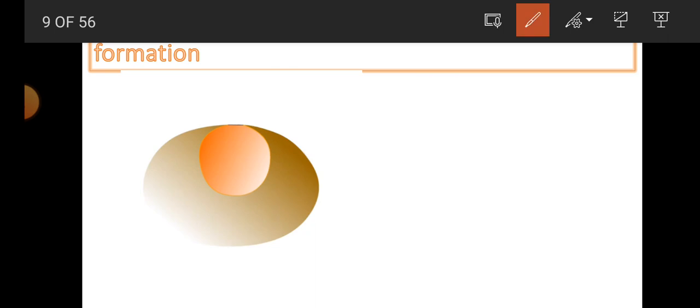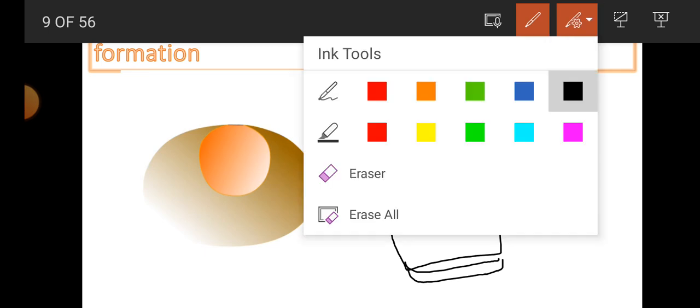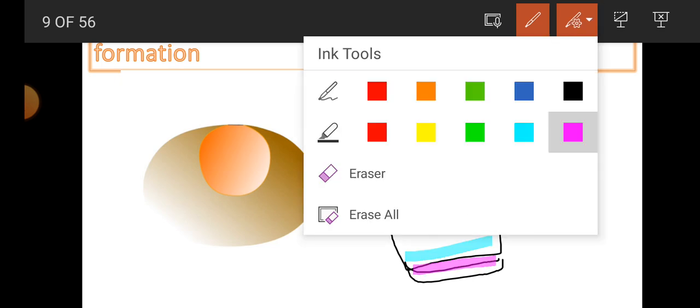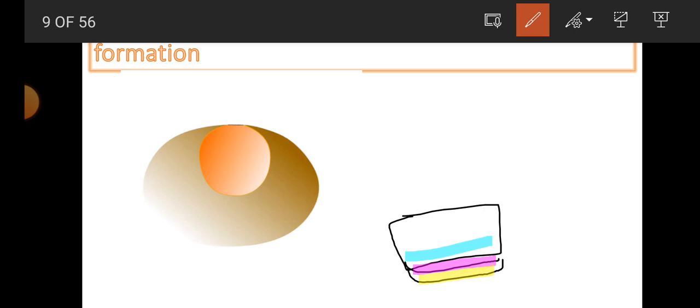Now there is a plate of cells which has three layers. First layer, second layer, and the third layer. The first layer is the ectoderm, the second layer is the mesoderm, and the third layer is the endoderm. Ectoderm, endoderm, and mesoderm. Now folding means this is the head end of the embryo, this is the tail end of the embryo.